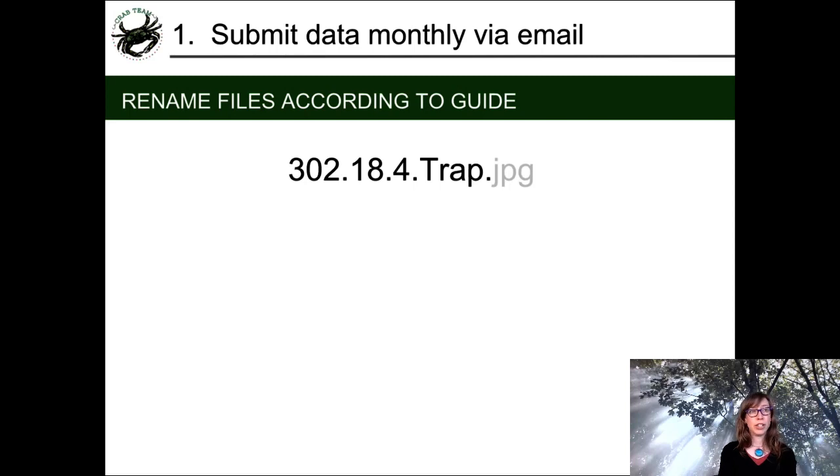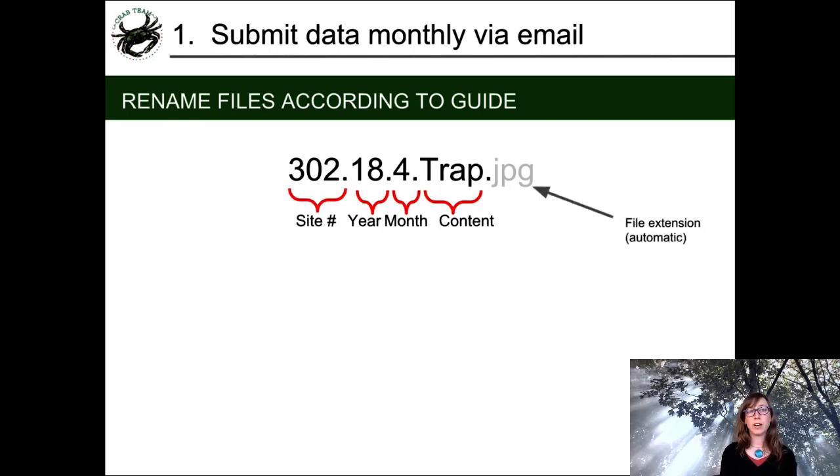So the general convention is the site number is first, and then the year of the data collection, the month of the data collection, and the type of image content. The file extension is automatic. It doesn't matter what type of image file you send us. It might be a JPEG or a bitmap or a TIFF, etc. All of those are fine. You don't have to add it. Your computer will automatically add it. All of these bits of the file name should be separated by periods.